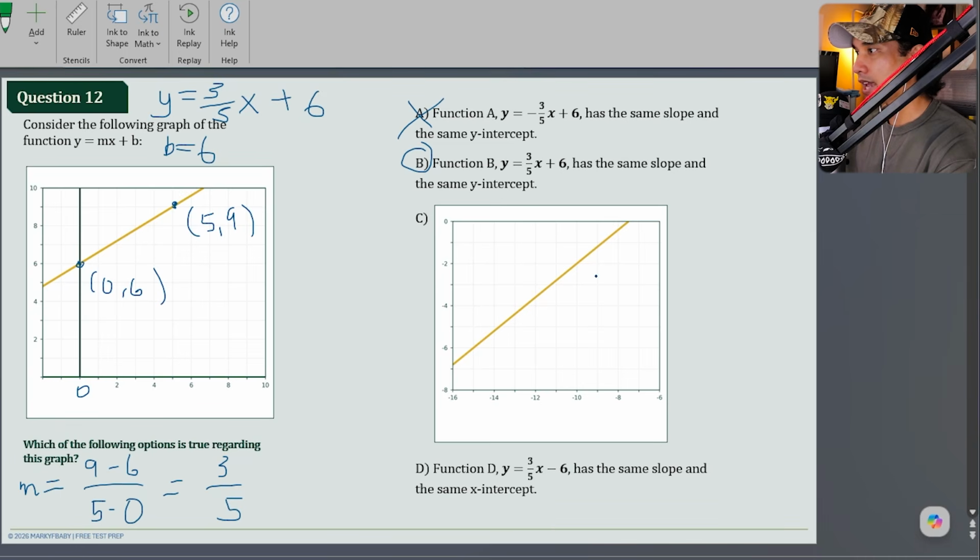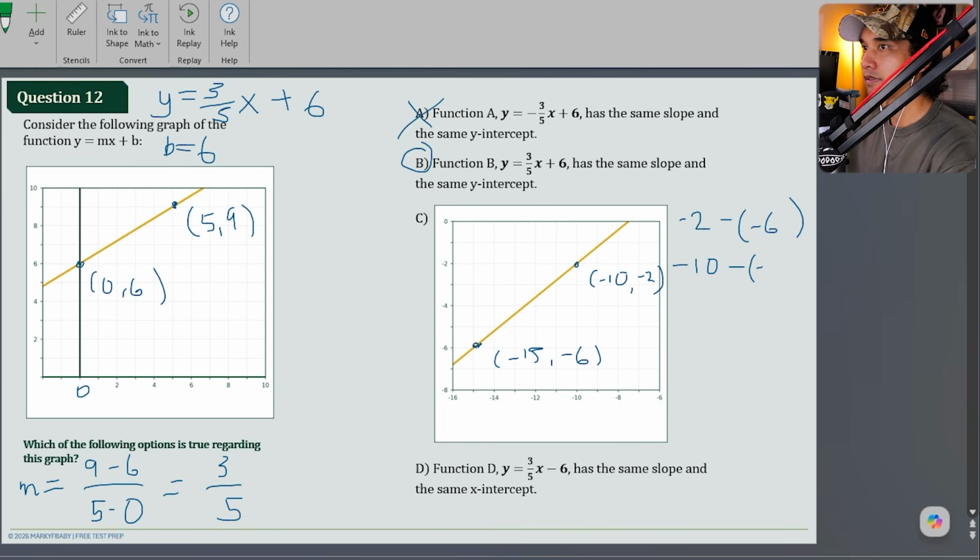For this, I would pick 2 points. So I see one over here at -10, -2, and then I have one over here, and this is -15, -6. So let's just do that really quick. Okay, -2 minus -6, and then -10 minus -15. Yeah, that's right, actually. I did this right.